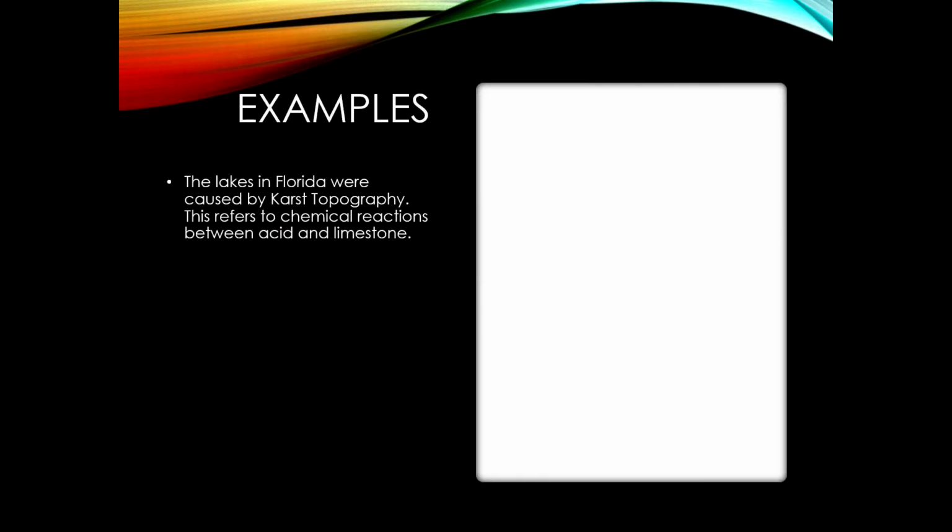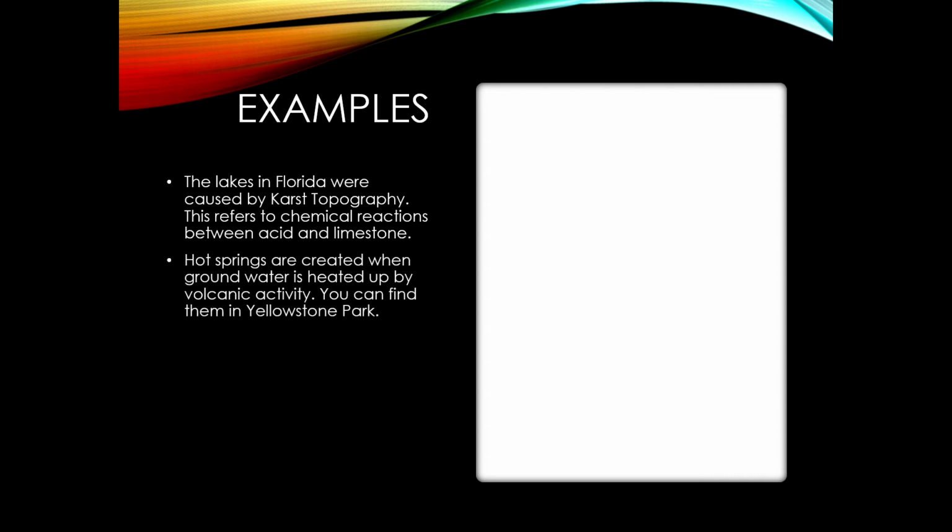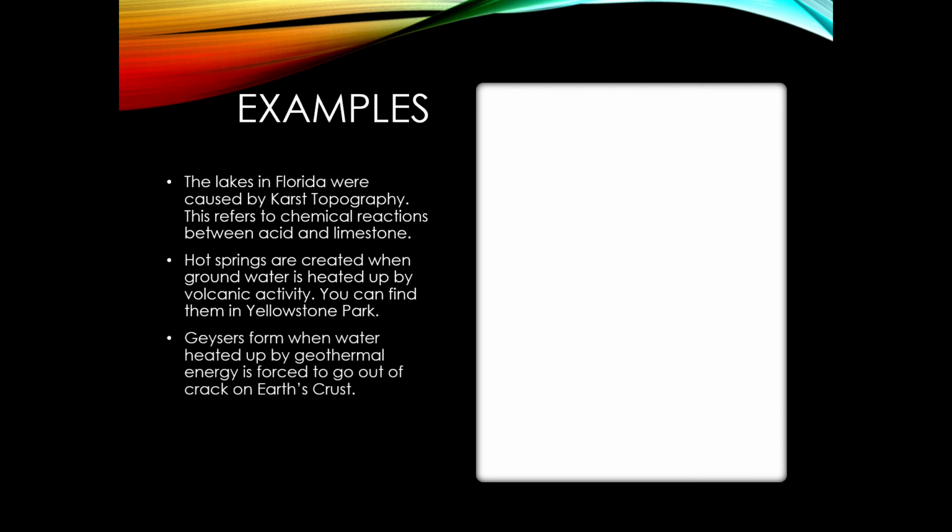Alright, now we have some examples. The lakes in Florida were caused by karst topography. This refers to chemical reactions between acid and limestone. We also have something called hot springs that are created when groundwater is heated up by volcanic activity. You can find them in Yellowstone Park.